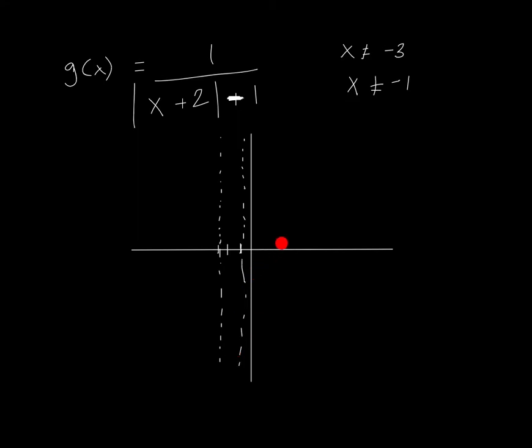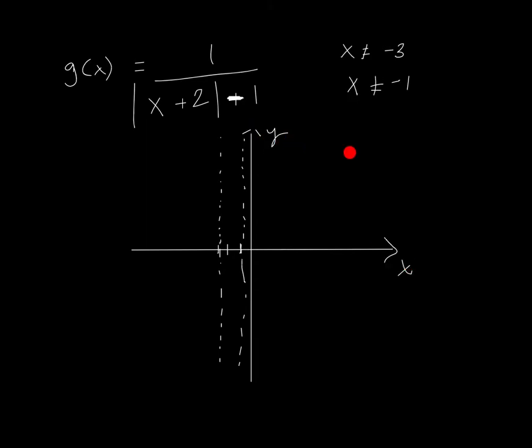So, we want to pick a point here, here, and here, just to see where the graph is going to be. There's no way that the y can ever be 0. There's nothing you can put in here to get the top 0, right? So it's never going to cross over the x-axis.